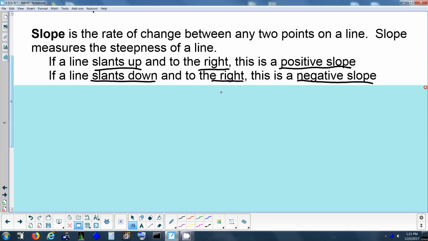So, describe the slope of a line. The first blank you write slants up. Second blank you're going to write right. And the last blank you're going to write positive slope. So everything that's underlined there you want to fill in your blanks with. If it goes up to the right, it's going to be positive. If it goes down to the right, it's going to be negative, because if it goes up to the right, it's going to the positive numbers. If it goes down to the right, it's going to the negative numbers.